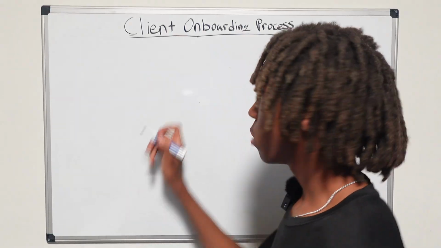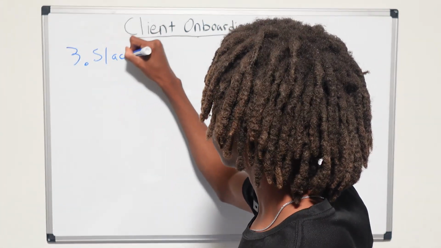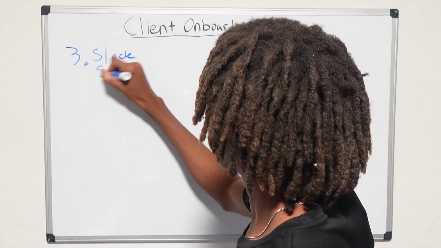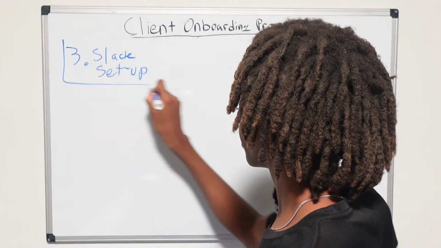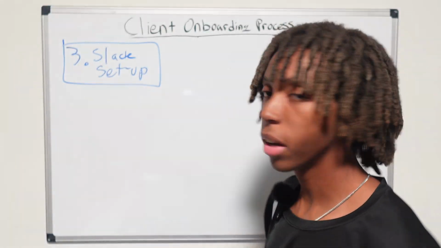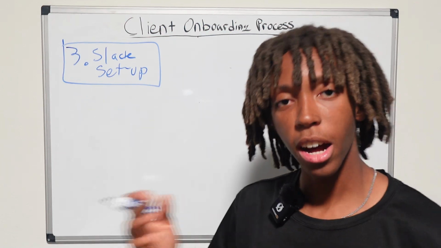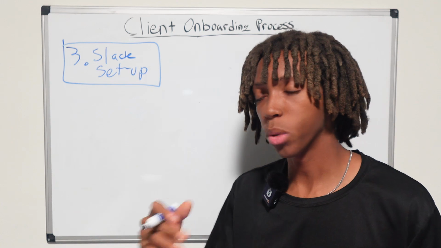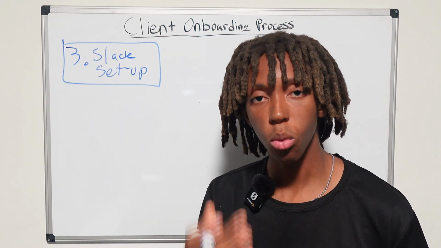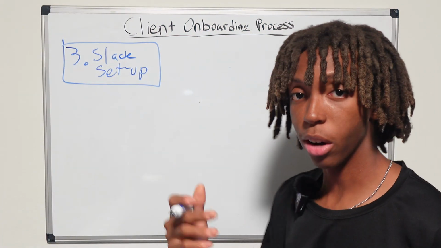So the next one is going to be pretty important. This is going to be the Slack channel. So let's do Slack setup. This is going to be our main communication channel with the client. It's pretty important because we're going to have our team members in here, we're going to have the client in here, and they're going to be able to send content that they want us to edit or even post for them in the future. They're going to tell us what time, what date, what type of content they want, all that stuff. It's going to be the main communication hub that we have with our client.